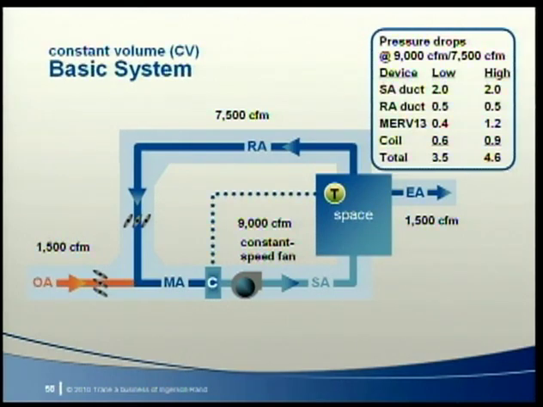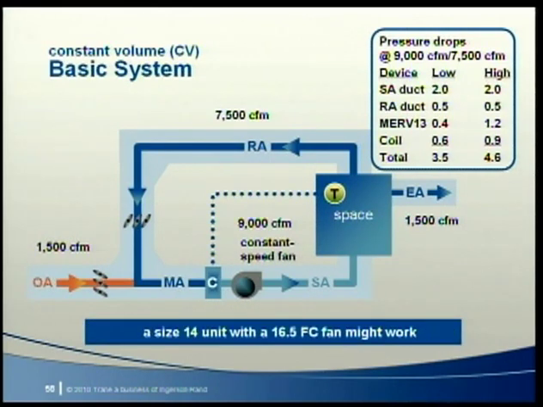Next, find the total static pressure drop for the system from the fan outlet all the way around to the fan inlet. This pressure drop depends on operating conditions. It's low when the coil is dry and the filter is clean, but it's high with a wet coil and dirty filter. Third, choose a fan to analyze. In this case, a 16.5-inch FC fan might work.